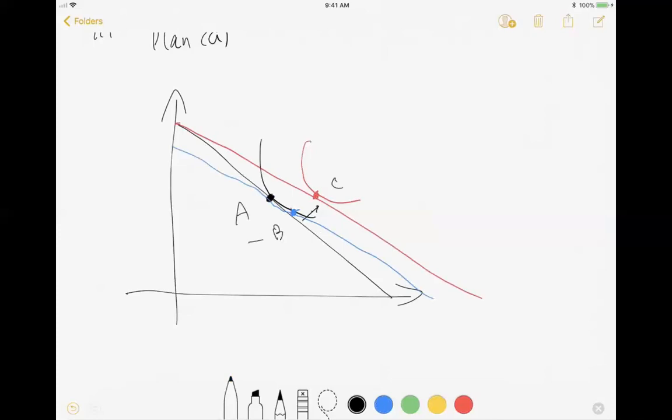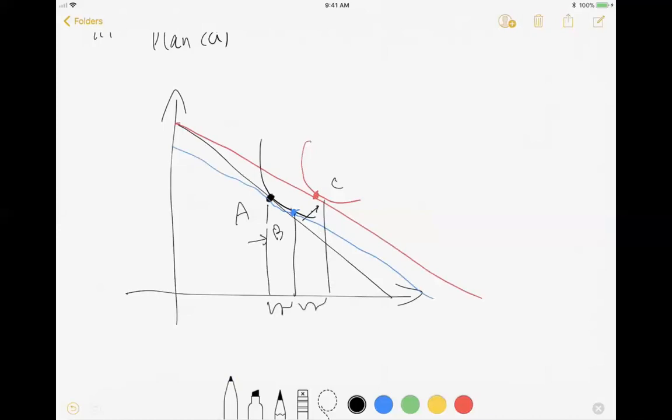From A to B will be the substitution effect, and from B to C will be the income effect. Since B is a point with the same slope as the new budget constraint, moving from B to C is only the income effect, and A to B is the substitution effect. And the effect is measured by the distance on the x-axis.